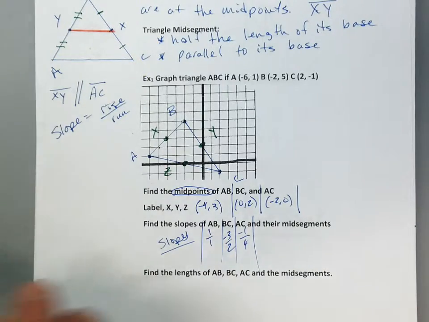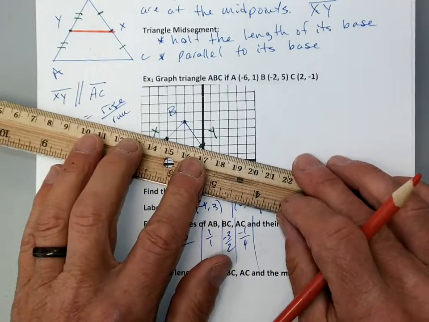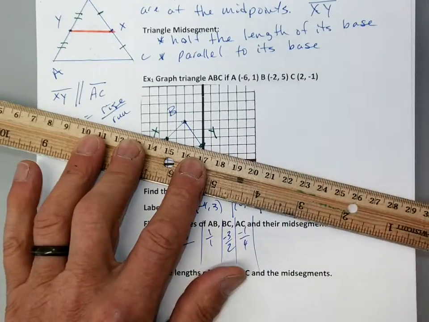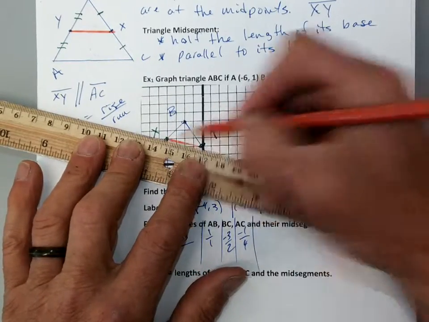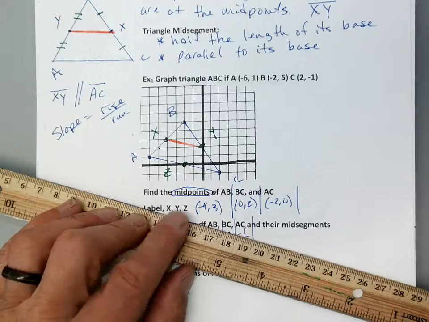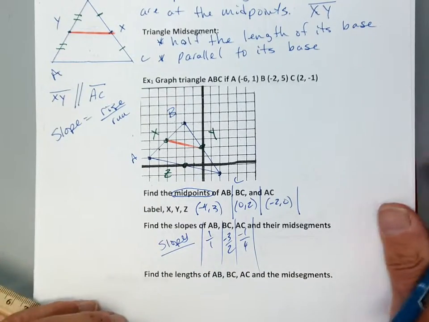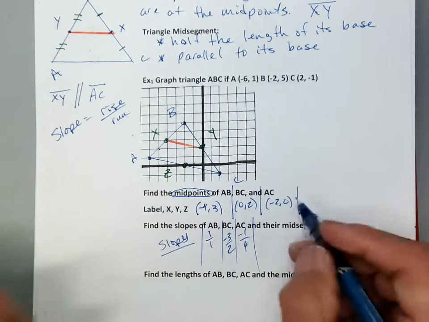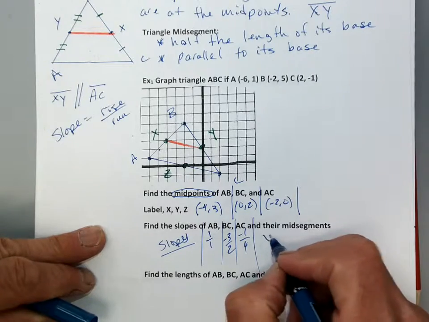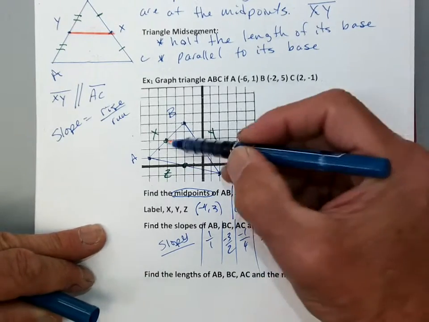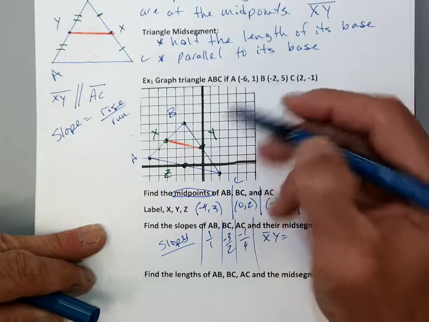So first of all, let's draw on this mid-segment. If I draw on this mid-segment, right there, there's XY. What's the slope of XY? So the slope of XY, let's see, is down 1 over 4.